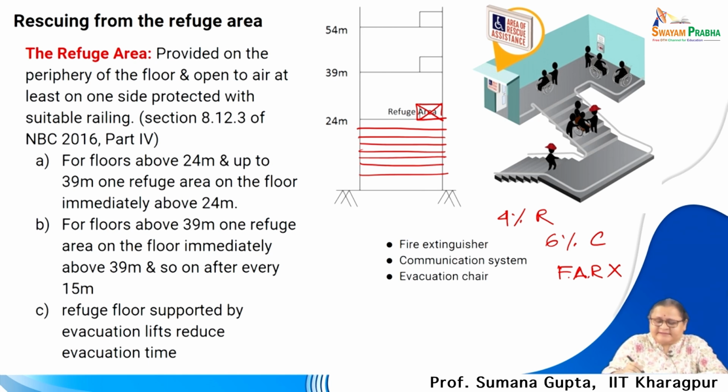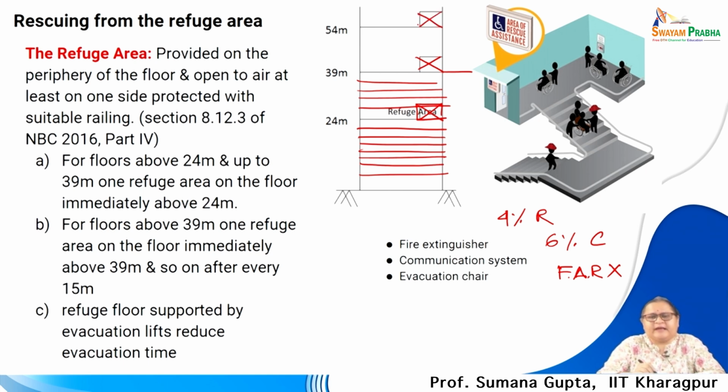And then again, within another 15 meters, that is 24 meters to 39 meters, that means another 5 floors expectedly, you reach the 39th meter, and there you again have this refuge area. And again after 54 meters, you again have this. So, at an increment of 15 meters, you have to provide a space which is called a refuge area.